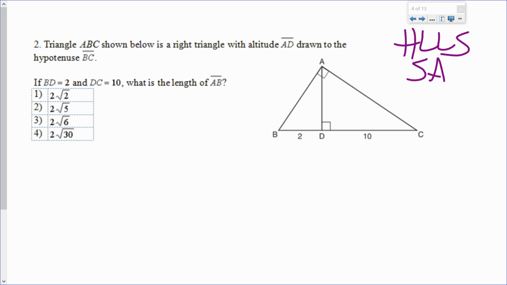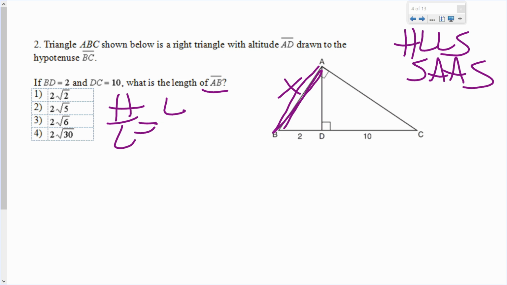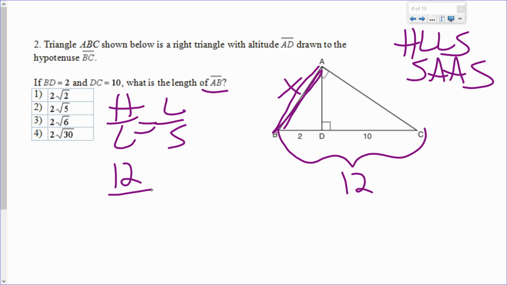You recognize the picture. It's asking for AB, so I put an X on what I'm trying to find. To determine if it's HLLS or SAAS, I need to determine if there's a leg involved or an altitude involved. In this case, there's a leg involved, so I'm going to use H over L equals L over S. H is 12. Again, expect to have to add or subtract whenever you're doing HLLS, SAAS, or candy corn problems. H over L is 12 over X equals L is X over S.